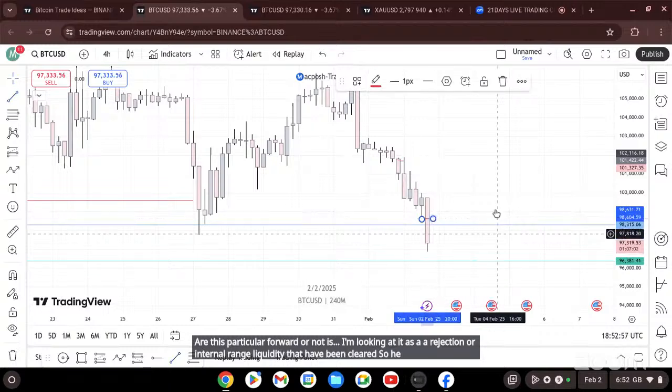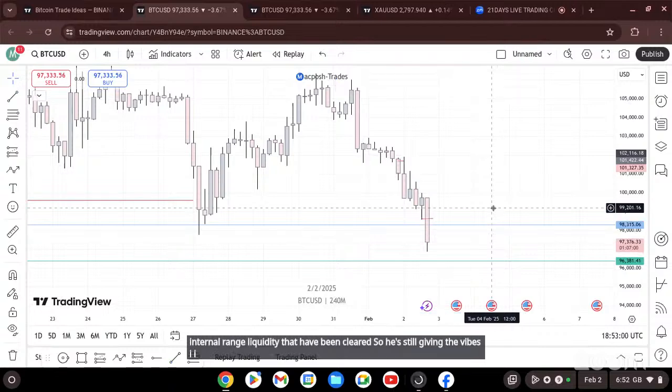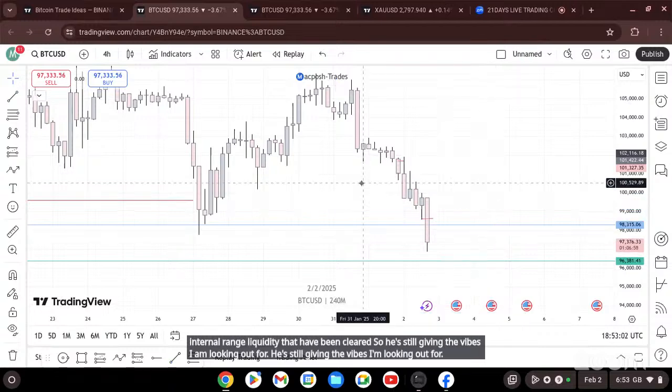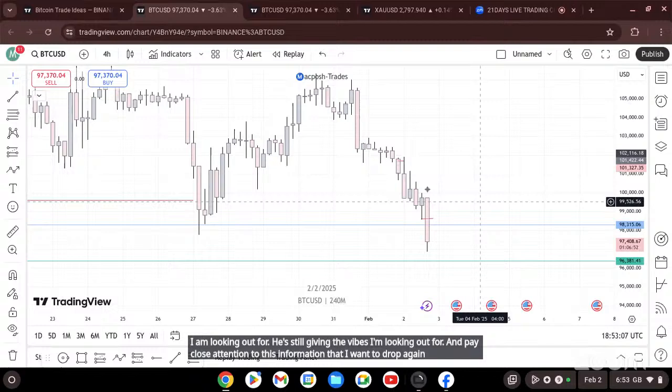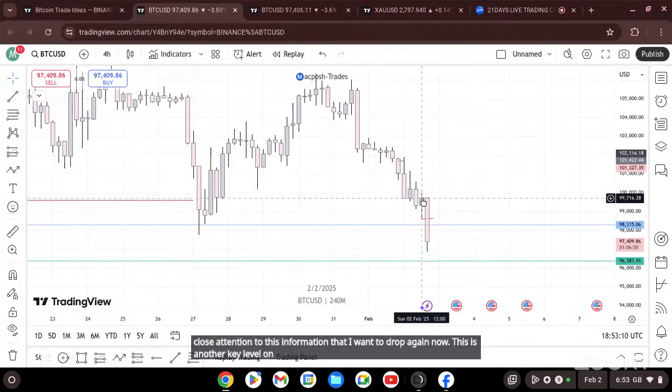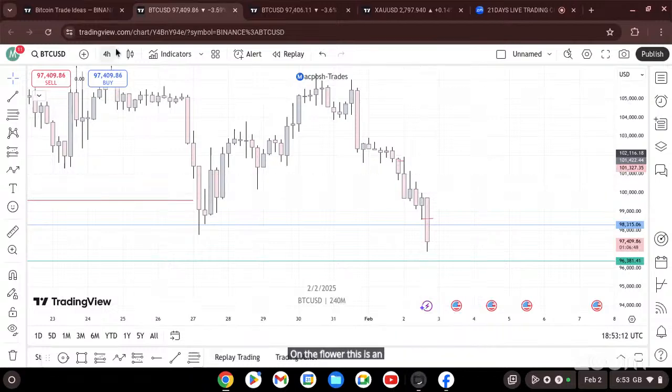It's still giving the vibes I am looking out for. And pay close attention to this information that I want to drop again now. This is another key level on the 4 hour. This is an A-shaped key level. Let's go to the line chart.